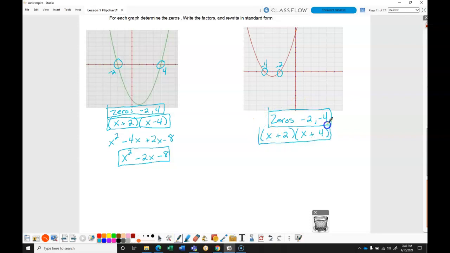There's my factored form, and now I'll multiply them together to get the standard form. x squared plus 4x plus 2x plus 8. Combine like terms, I get x squared plus 6x plus 8. And that's my standard form.